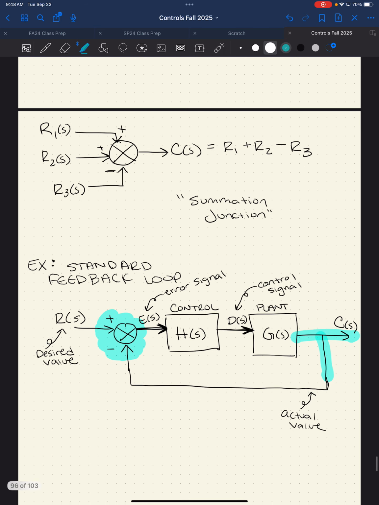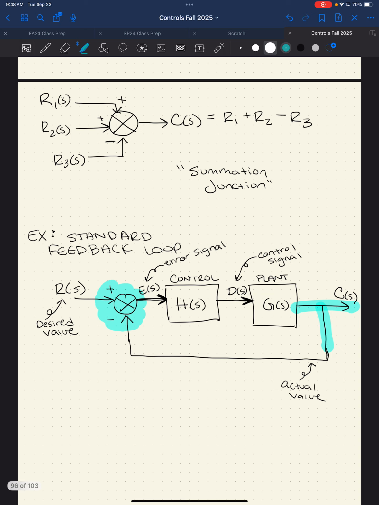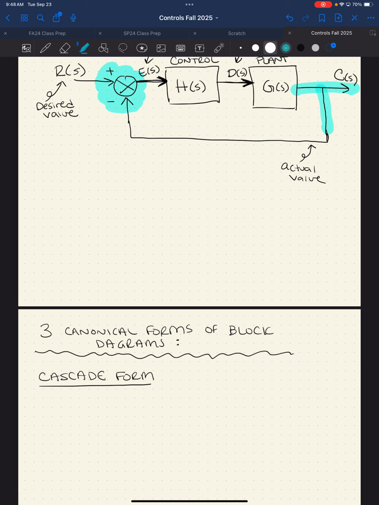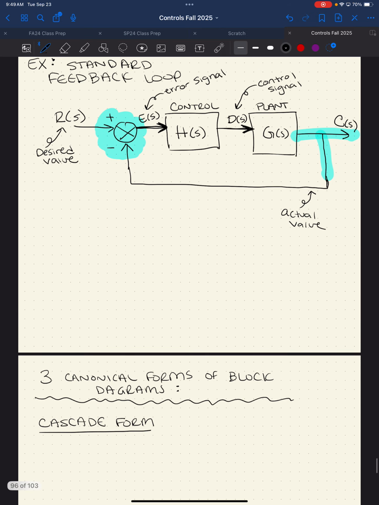All right. So what you're seeing here is a standard feedback form. This is one of 3 canonical forms that we will learn today how to reduce. So we have 3 canonical forms of block diagrams. The first, which you actually just saw in the very introduction of this lecture, is called the cascade form. Cascade form is where one system goes into another system, goes into another system.